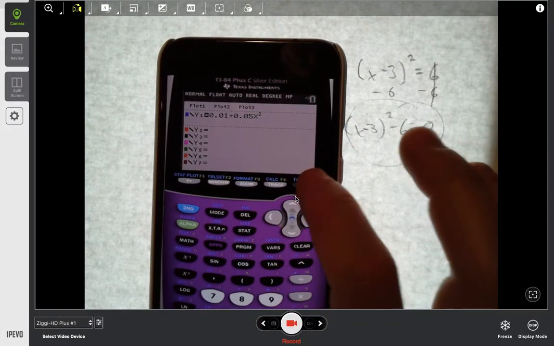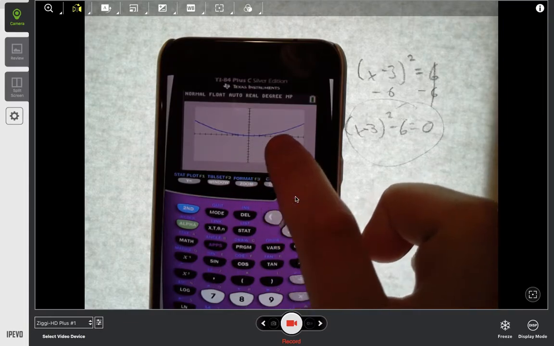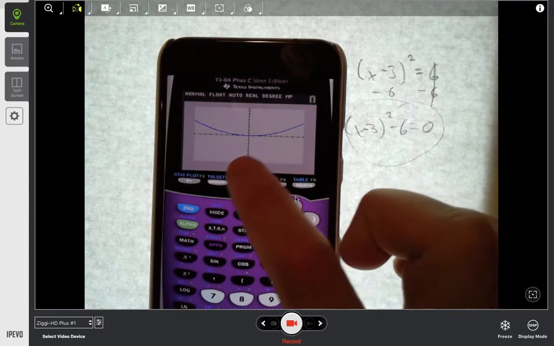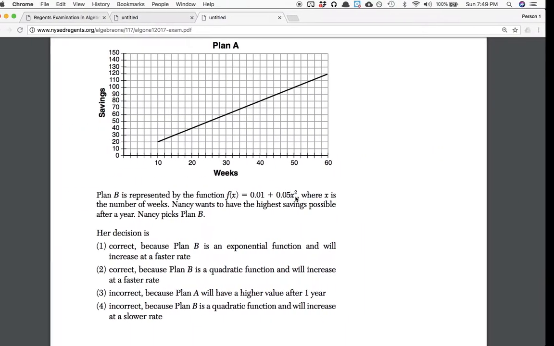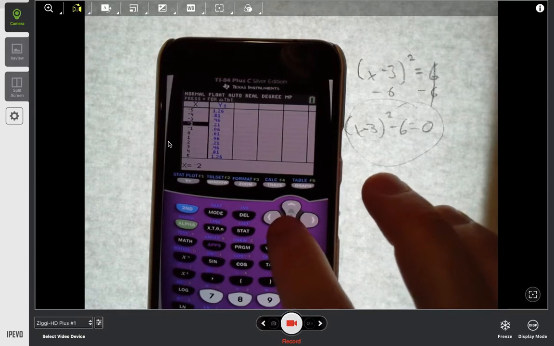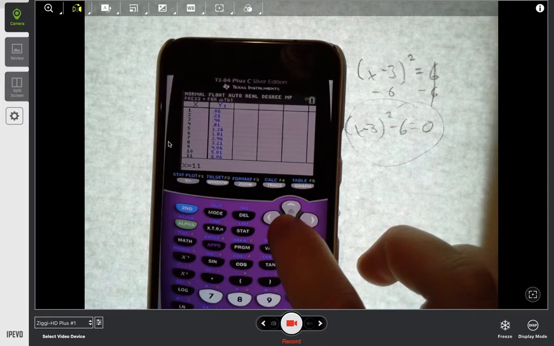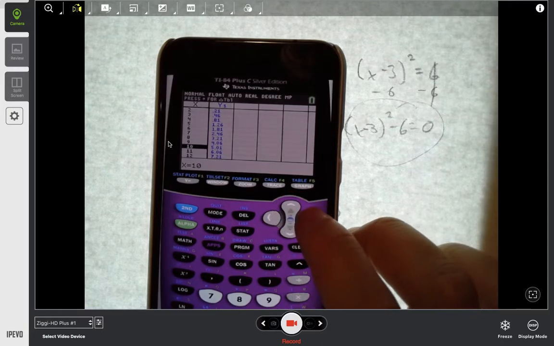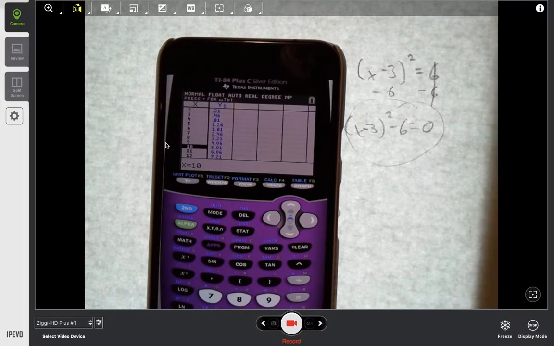And let's check the graph. This graph looks like it's going to be exponential. It's some sort of quadratic. And the question is, is it going to increase that much faster than the other one? To check that, I think we've got to check our table over here. Now, she wants after a year. So by 10 weeks, this might take a little while. By 10 weeks, with plan B, it's only $5, whereas at 10 weeks with plan A, it's 20.